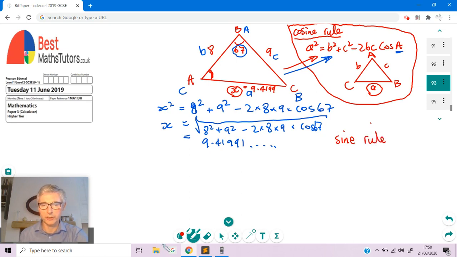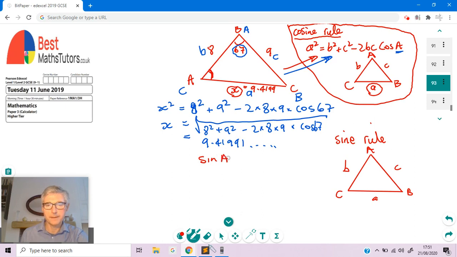What the sine rule states, again, if we've got a standard triangle, so I'm just going to draw that out. Standard triangle, with the standard labelling, A, B, C. Again, the opposites are the lowercase versions. And the sine rule states that sine of angle A over A is equal to sine of angle B over length B.